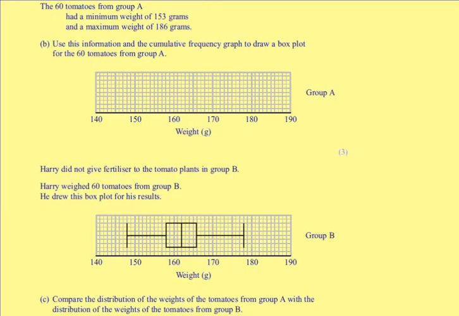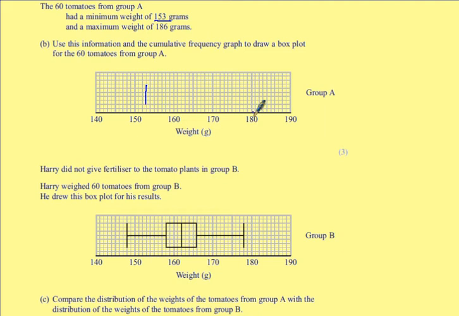For the next part I need to start filling in some box plots. So I'm told that there are 60 tomatoes in group A, the minimum weight was 153 and the maximum weight was 186. We're to use this information and the cumulative frequency graph to draw a box plot. Right, so we can mark on the stuff that we know. So we know that the minimum is 153. So here we have 153. I can mark on the maximum at 186.